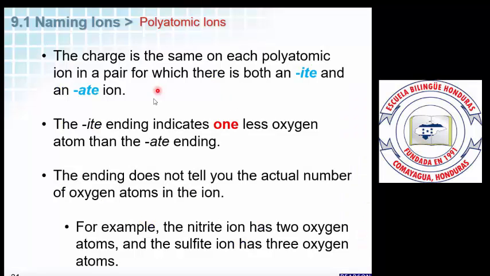Okay, we are continuing with polyatomic ions. The charge is the same for each polyatomic ion in a pair for which there is both an ITE and an ATE ion. The ITE ending indicates just 1 less oxygen atom than the ATE ending. The ending does not tell you the actual number of oxygen atoms in the ion. Over here you have an example again. In the back page you have other examples.